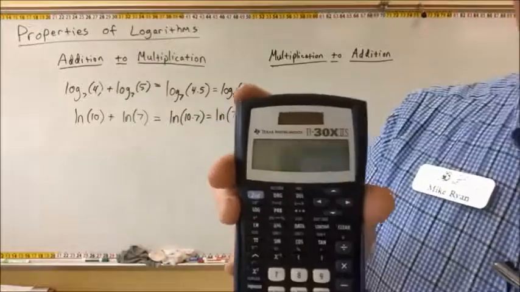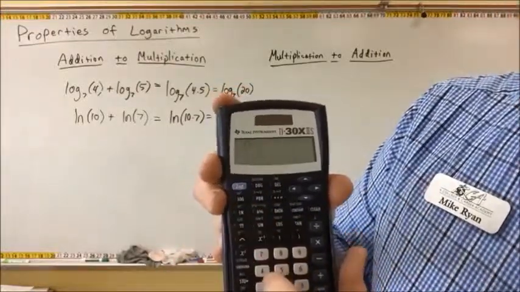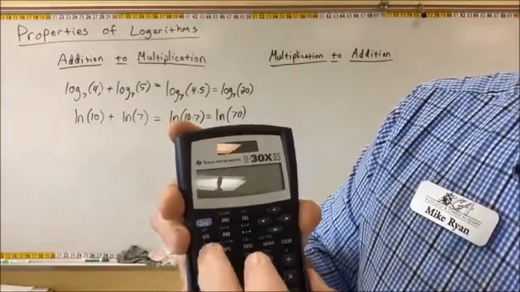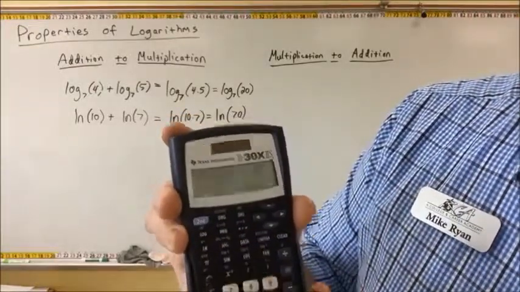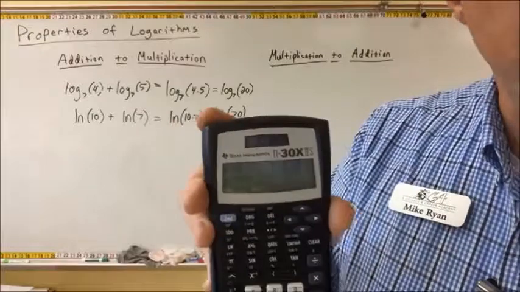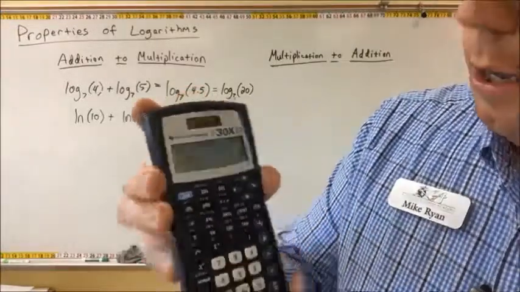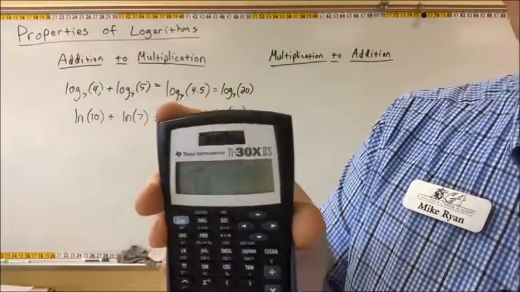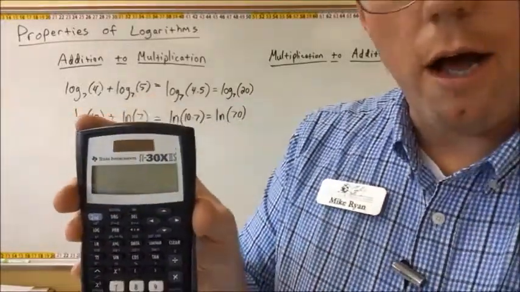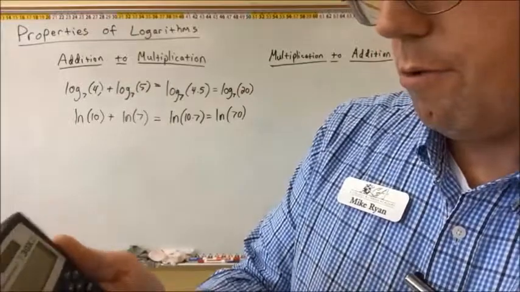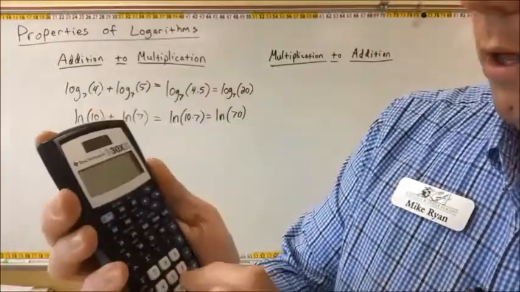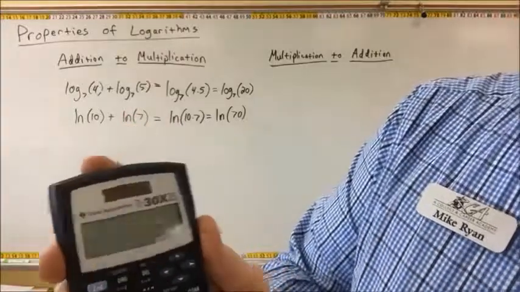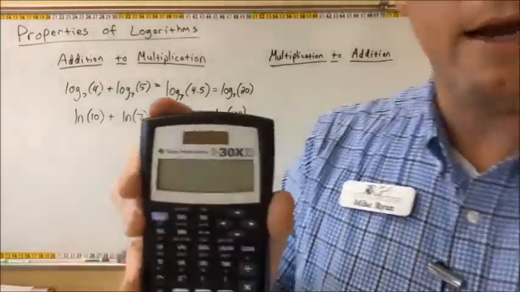All right, so you look at the calculator here. So we'll do natural log of 10, we'll close the parenthesis, plus the natural log of 7, we'll close the parenthesis, we'll press enter. Let's see what we get. We get 4.24849, right? Now let's do the natural log of 70, and we'll press enter, and we get 4.24849, same number.